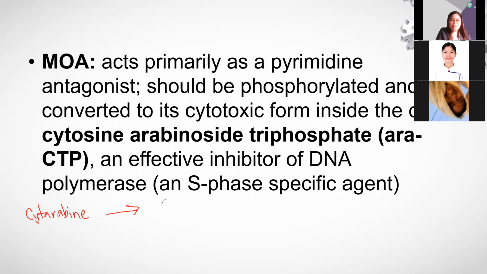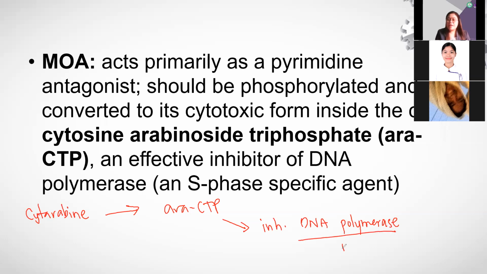Cytarabine inside the body will be converted to ARA-CTP. ARA-CTP is cytosine arabinoside triphosphate. We will just add the phosphate part there. And ang trabaho nito is inhibition of the DNA polymerase. So if you watched the video a while ago and if you can still remember your lesson sa biochem, the DNA polymerase is the key enzyme that is responsible mismo for the DNA replication. So without the DNA polymerase, walang DNA replication na mangyayari.